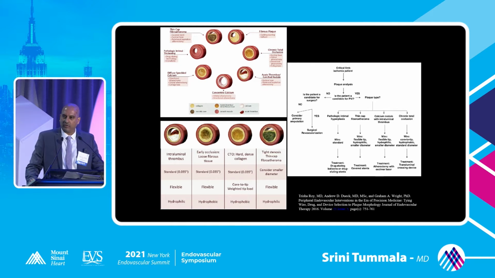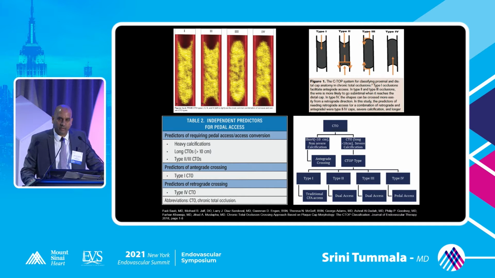The next one came out a few years later with Fadi and Saab and his group when they published the CTOP classification. I think this was probably the first real practical algorithm using plaque morphology, right? So we know that CTOs have proximal and distal caps as well as different CTO caps within them. But the idea here was that based on these caps, we can decide whether we need antegrade access, retrograde access, dual access, what's the success rate, and so forth. And they were able to come up with their algorithm, which is really based on the length of the stenosis and the degree of calcification. And so based on this, they found some independent predictors of success and whether dual or single access was needed.